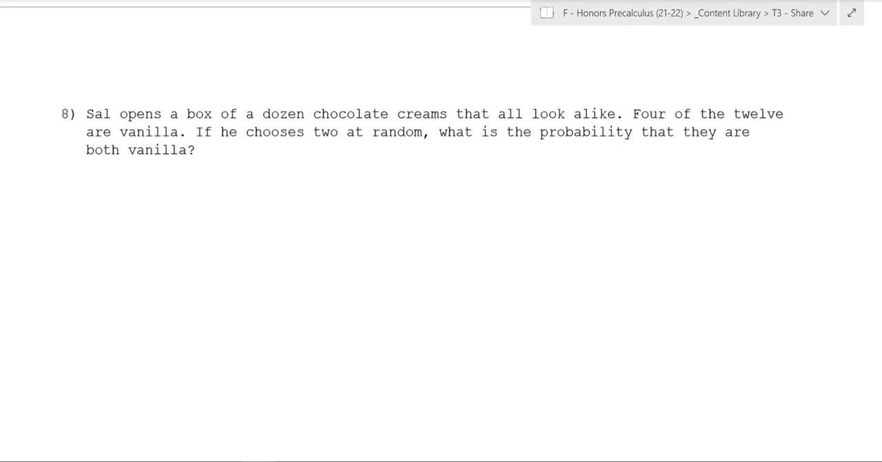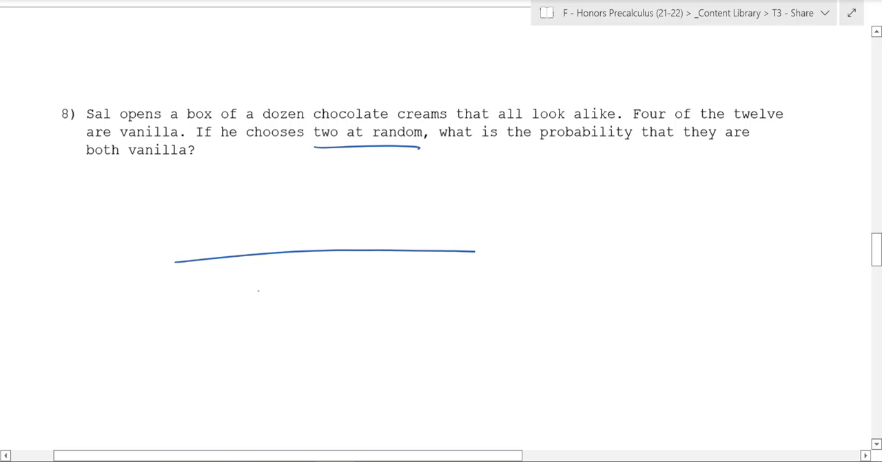Well, the game, so to speak, is choosing 2 at random. So how many possible outcomes are there? Well, you're choosing 2 chocolates from 12, and it doesn't matter what order. So the number of possible ways to play the game is choosing 2 from the 12.